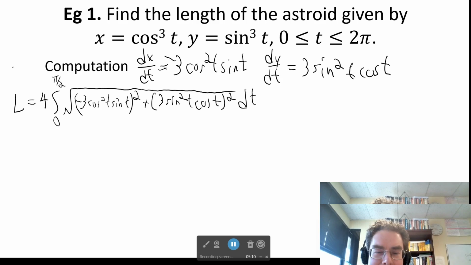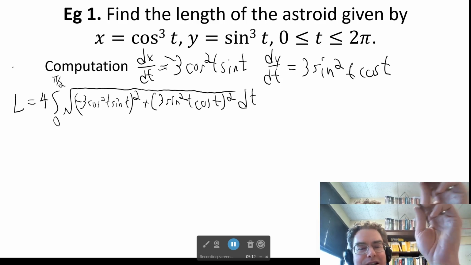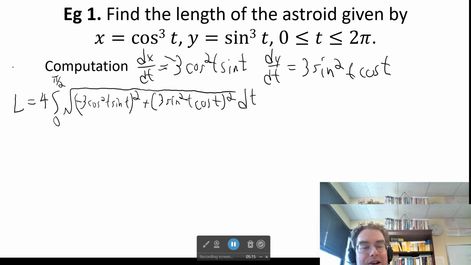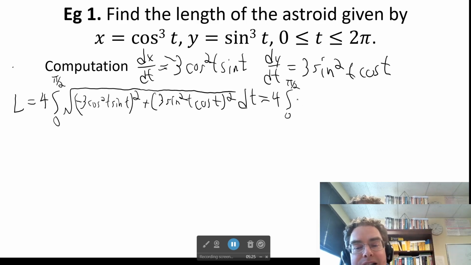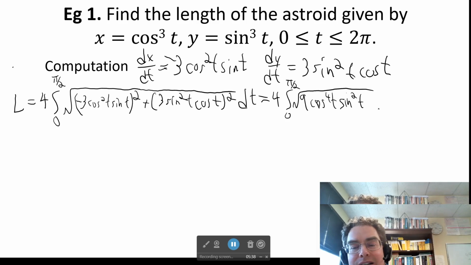So right now this looks like a complicated integral, but let's rewrite it and see what happens. So first thing I'm going to do is actually square the two derivatives here. Okay, so we'll get 9 cosine to the 4th t sine squared t. And then for the other one, 9 sine to the 4th t cosine squared t.